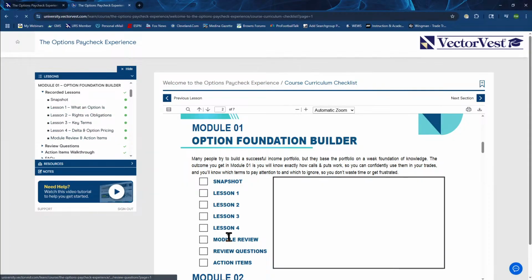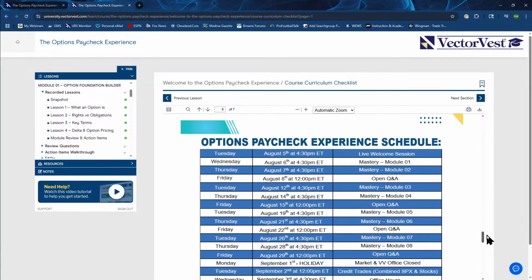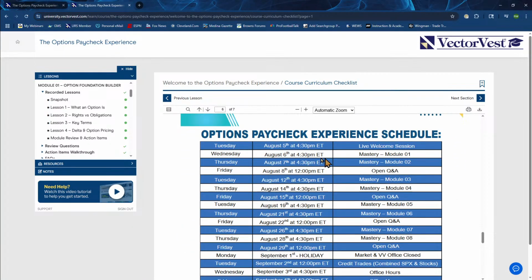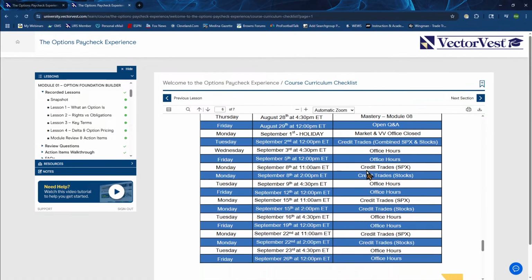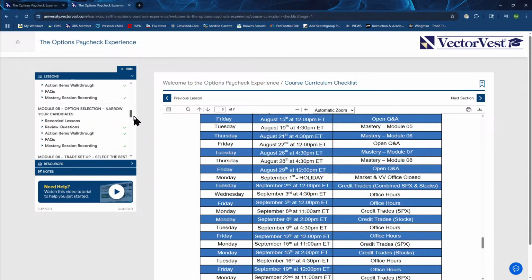You've got your module review, your action items, and then under that, your review questions. Essentially, we want you to make sure you're doing everything you need to do for each of the modules. Also as part of this checklist, if you scroll down, it gives you a schedule of all of our live events. On August 5th, that's going to be our welcome session. The 6th at 4:30, the 7th, these are our mastery sessions. So we have a schedule here of all of our live sessions. And all the modules are laid out the same way.